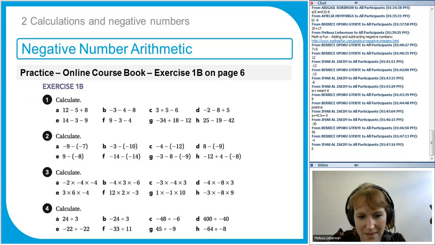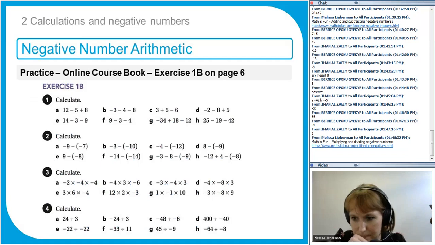Now, I also recommend looking at the Maths is Fun page for multiplying and dividing negative numbers. I'll give you the link there. Maths is Fun has got loads of really good examples right across from very basic things to A-level stuff, so it's a good resource. It's got good explanations on it.